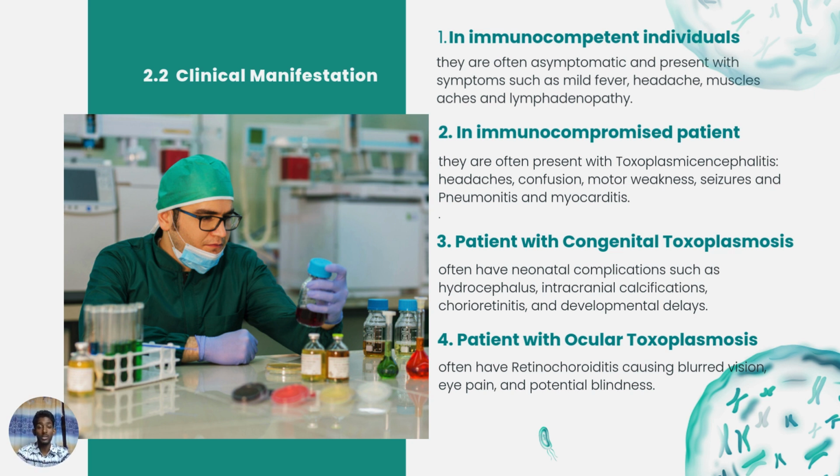Now, moving on to the third part, patients with congenital toxoplasmosis often have neonatal complications such as hydrocephalus, intracranial calcifications, and the rest is mentioned in the slide. I won't elaborate more on it. Patients with ocular toxoplasmosis, which affects the eyes, often have chorioretinitis. Sorry for my pronunciation. It causes blurred vision, eye pain, and potential blindness.